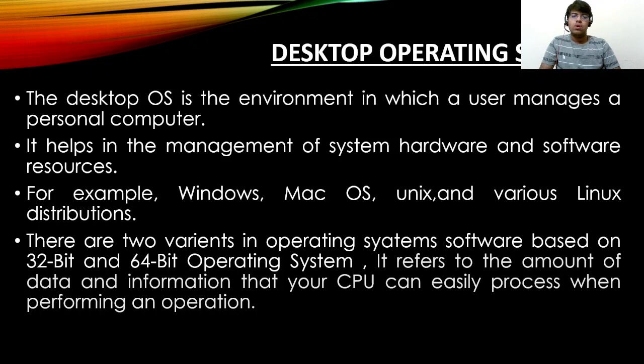Now, when you try to buy, use, or install such software, we mainly get it in two variants, which are the 32-bit and the 64-bit variants. This refers to the amount of data or information which your CPU can easily process when performing an operation. When installing, these variants matter a lot, because a 64-bit variant can't work on a 32-bit system, but a 32-bit variant can work on a 64-bit system.